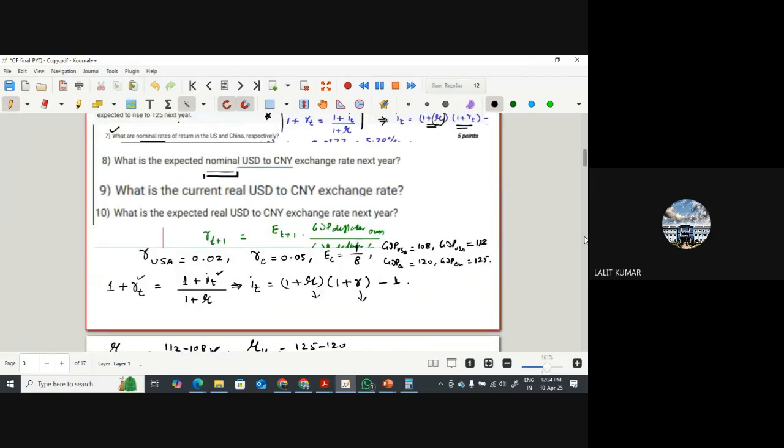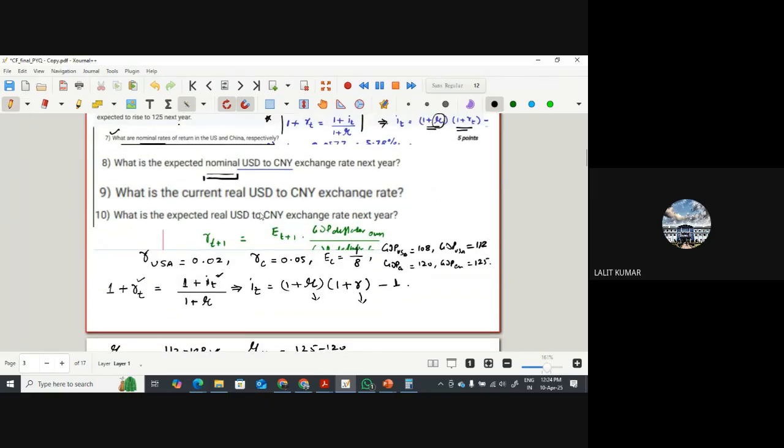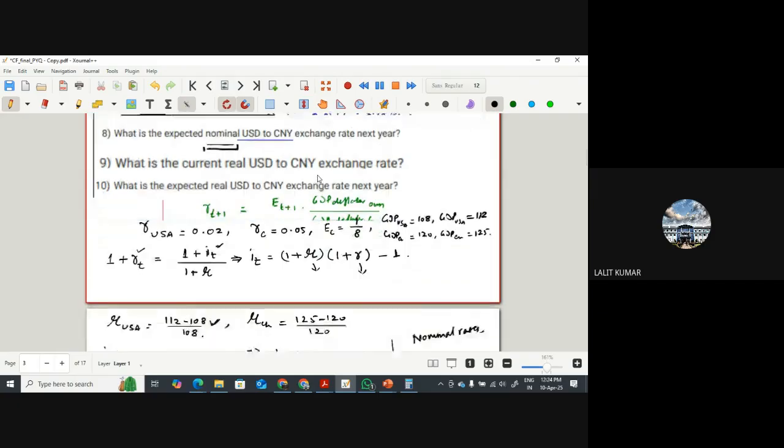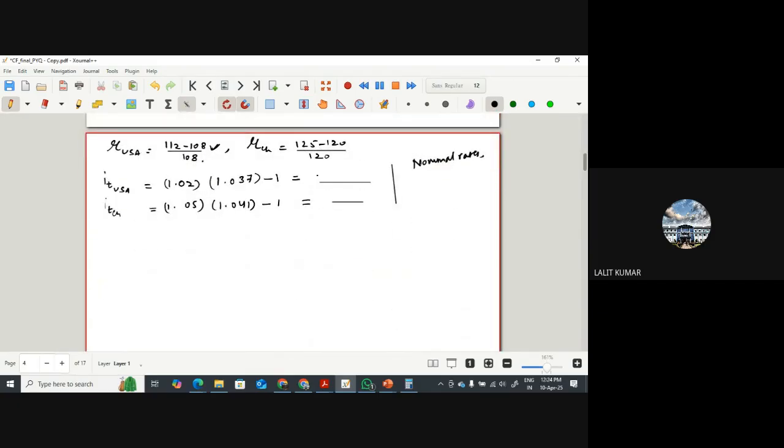Now we come to the second part of the question. What is the expected nominal rate of the USD to China exchange rate next year? So what is the formula? We get from 1 plus i_t is equal to 1 plus i_t star divided by 1 plus delta E. This is the Chinese nominal rate, which we have got from here. This is the USA rate, which we have got from here. And from here, we will get to know the value of delta E.